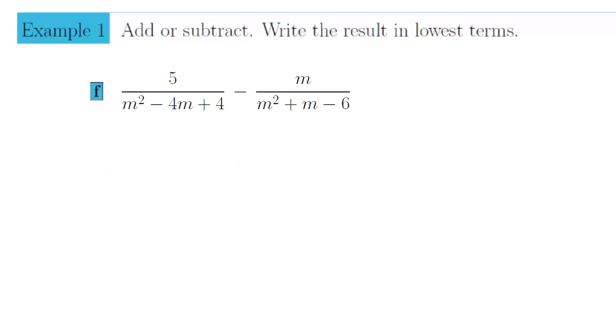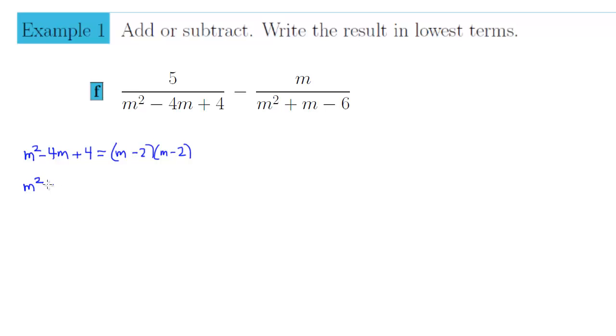So let's start here with m squared minus 4m plus 4, and let's factor this out. Notice this is a trinomial. It factors as the following: m minus 2 times m minus 2. Check it. M times m is m squared, negative 2m and negative 2m is minus 4m. Negative 2 times negative 2 is positive 4. So m squared minus 4m plus 4 factors as m minus 2 times m minus 2.